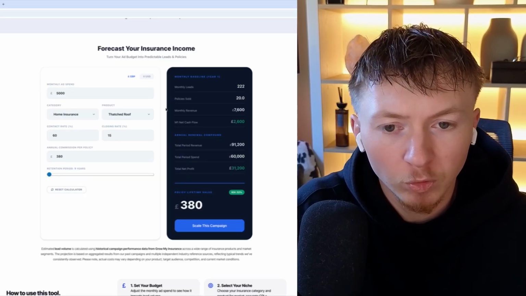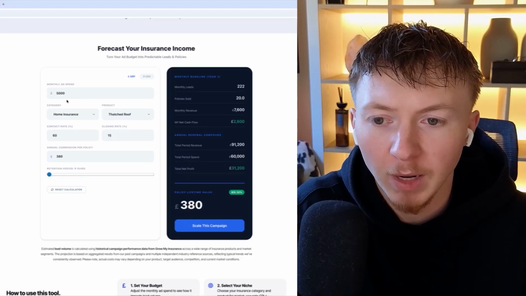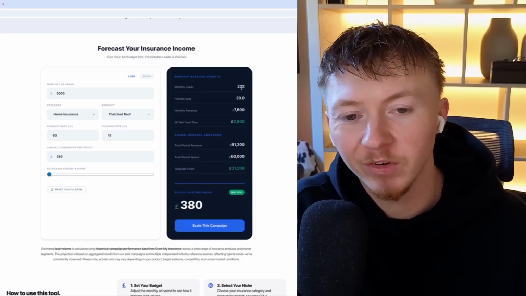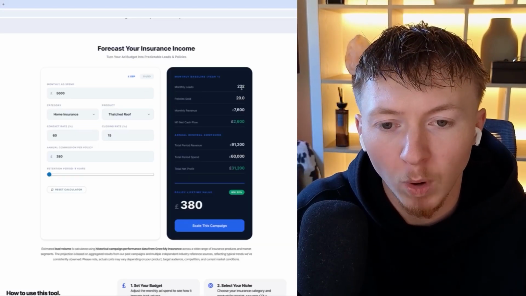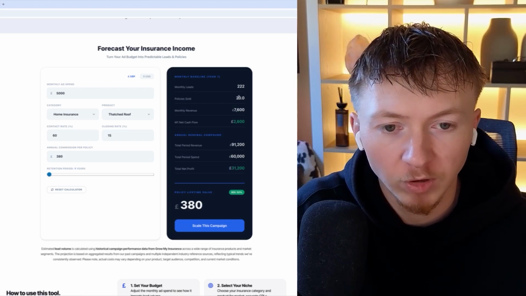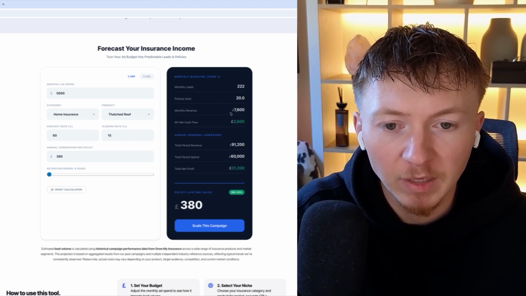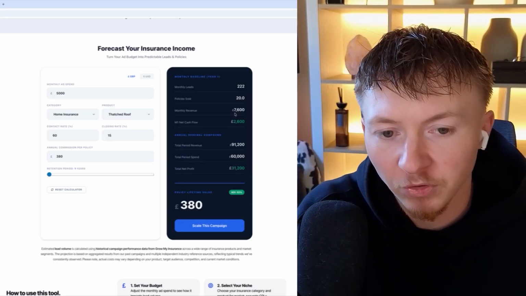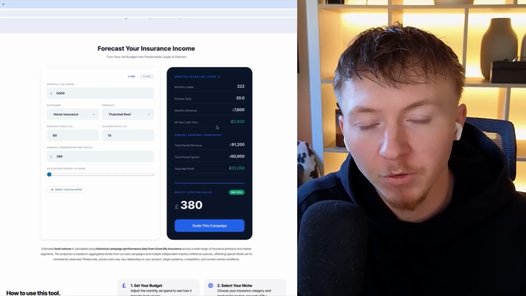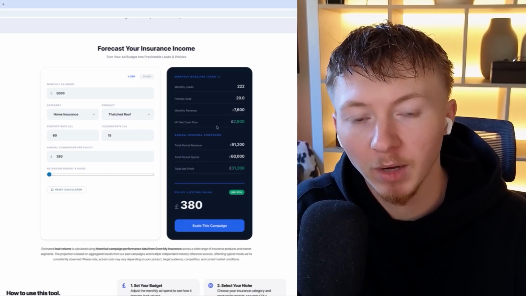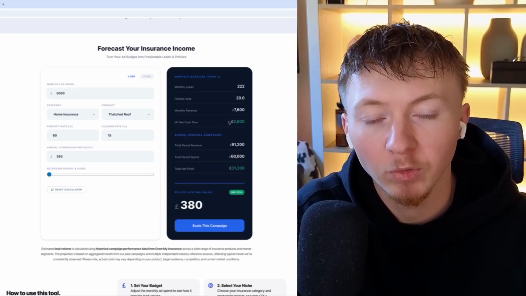So that being said, what do we have here? With about £5,000 in ad spend, we're generating around about 222 inquiries. Of that, with the conversion rate, we expect to be writing around about 20 new policy sales. That means our income per month is around about 7,600. Our month one net cash flow, minus the ad spend, is around about 2,600.